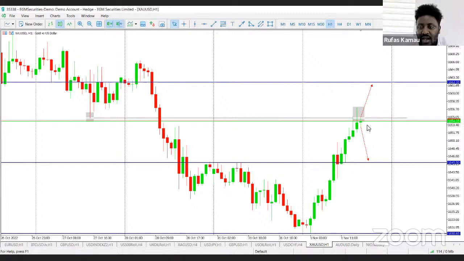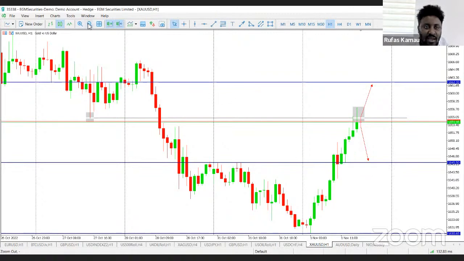So key things to consider in gold is that the 1662 price level on intraday trading seems like an interesting price level. At the same time, 1645 seems like also an interesting price level, considering that the price could pull back and get to yesterday's high, where it seems to be a significant level.